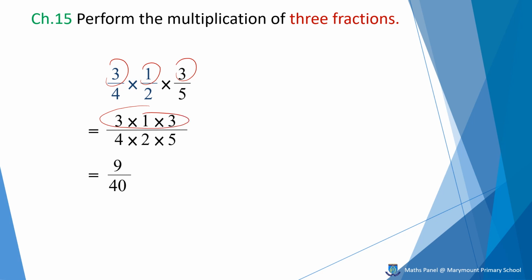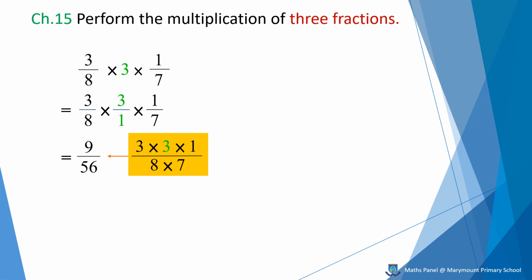And for the denominators, which are 4, 2, and 5, do the multiplication of them. So 3 times 1 times 3 equals 9, and then 4 times 2 times 5 equals 40. That's the answer.